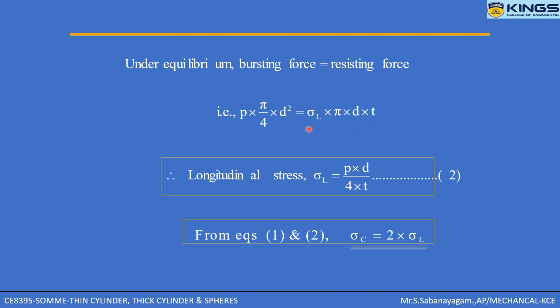Hence, from this relation, taking sigma L on the left hand side and solving, we get PD by 4t. Since sigma c, that is the circumferential stress, is PD by 2t, sigma c will become 2 times sigma L. When comparing equations 2 and 1, that is sigma c and sigma L, the relation will become sigma c is equal to 2 into sigma L.